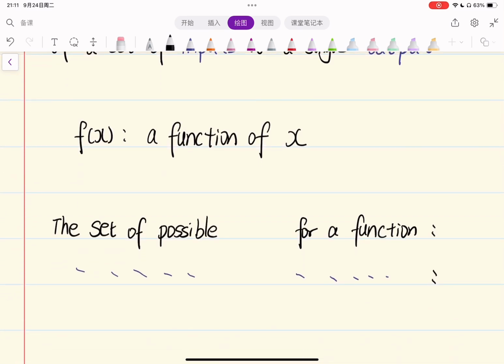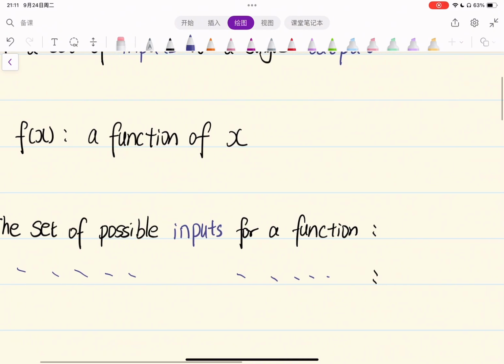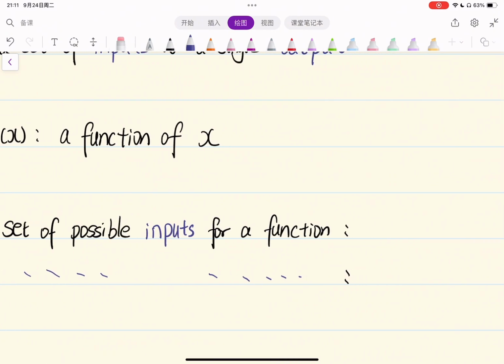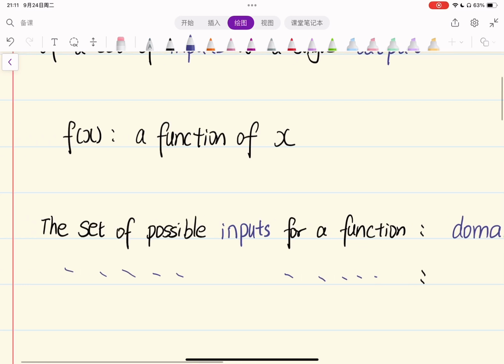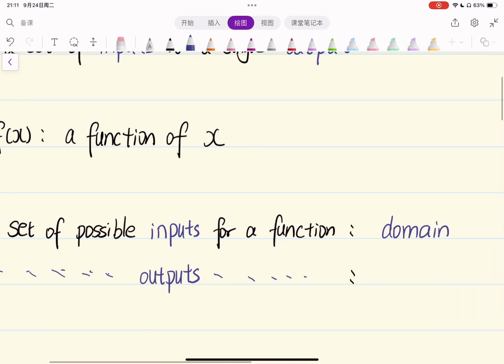Then the set of possible inputs for a function, we call that the domain. And the set of possible outputs for a function, we call that the range.